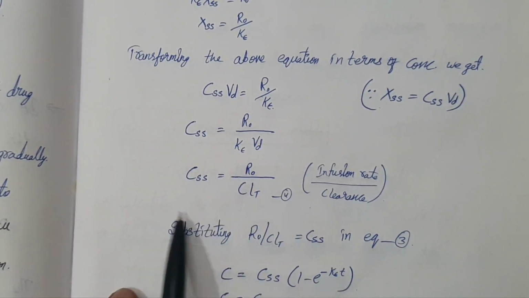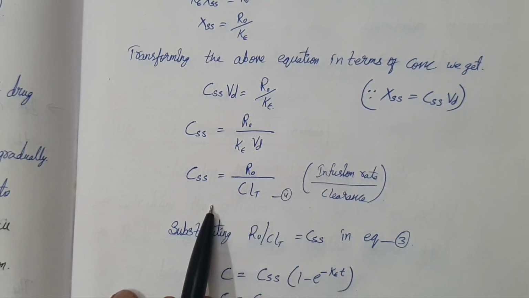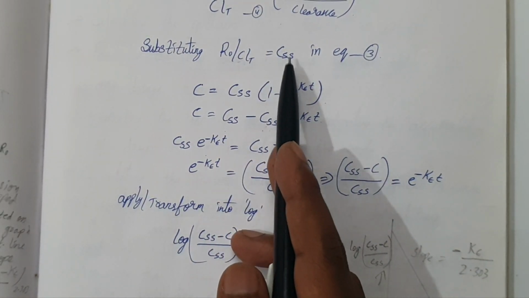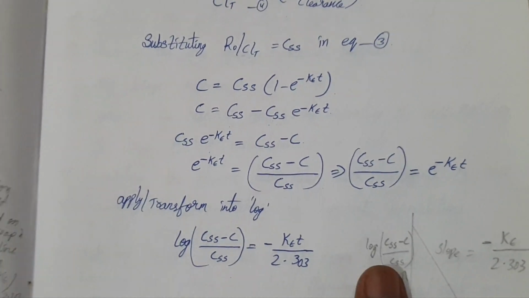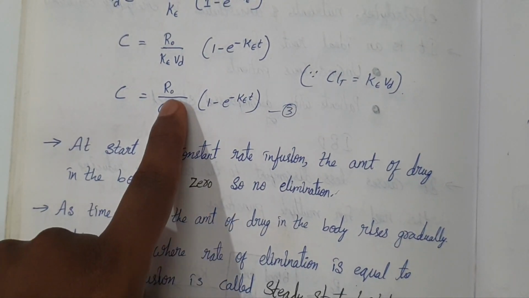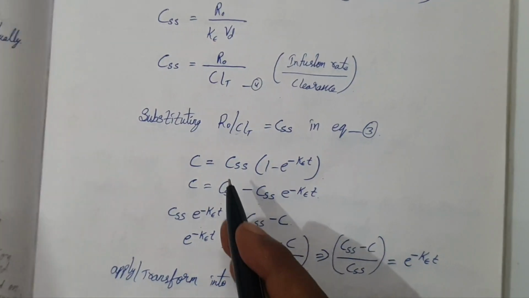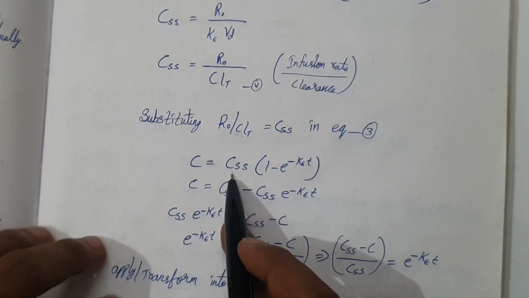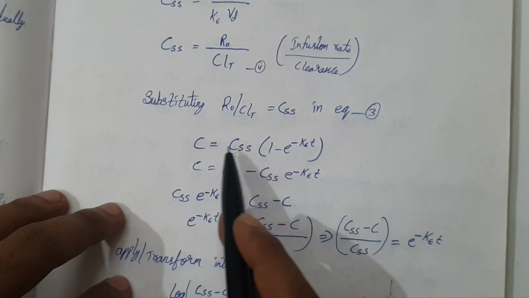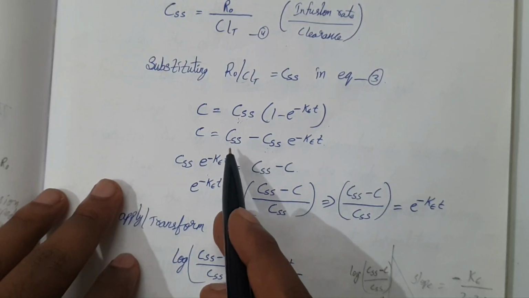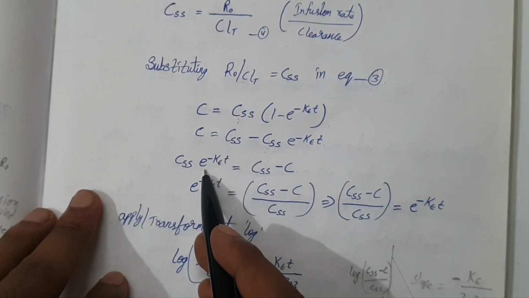After that, in our equation, above we have the infusion rate and below, in the denominator, we have the clearance. Now we have to substitute R naught divided by CLT equals CSS in equation 3. Where is our equation 3? Here. Here, in place of R naught divided by CLT we can write CSS. So when multiplying this with this, it will become like this equation. When solving it further, we'll get this.